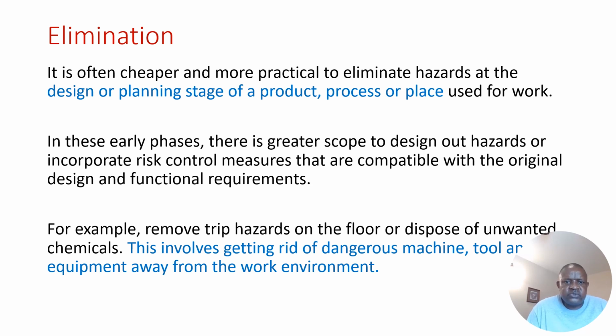Elimination. It is often cheaper and more practical to eliminate hazards at the design or planning stage of a product, process, or place used for work. In these early stages, there is a greater scope to design out hazards or incorporate risk control measures that are compatible with the original design and functional requirements. For example, remove trip hazards on the floor or dispose of unwanted chemicals. This involves getting rid of dangerous machine, tool, and equipment away from the work environment.